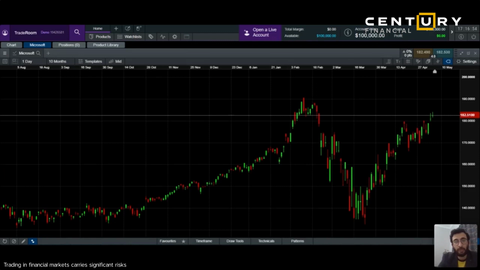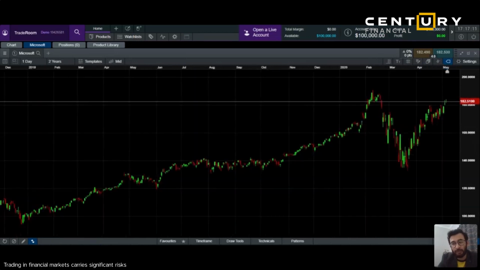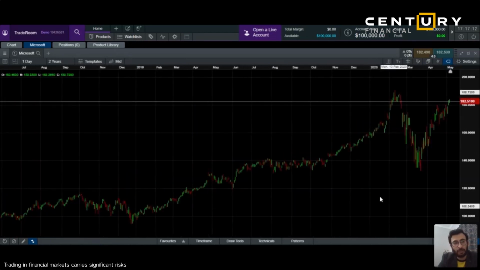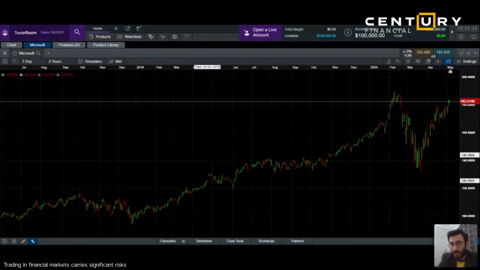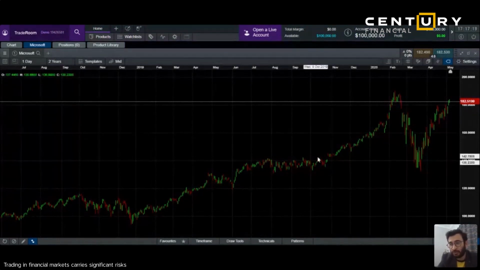Now, talking about dollar cost averaging, I'm looking at the chart of Microsoft right now. This is historical price data. If you see here, the entire period is 10 months. If I zoom out a bit, the duration increases to 2 years, right? Now, Microsoft is here right now.